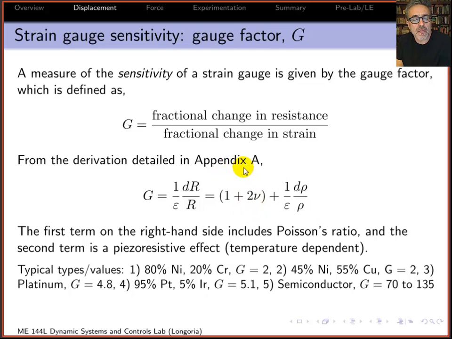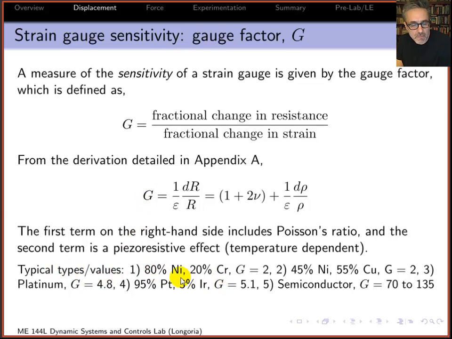See Appendix A. I won't go over that derivation, but that shows you how a gauge factor is derived for a uniform conductor. So you can see the gauge factor is related to the strain, and it's the change in resistance per unit resistance, right? So the gauge factor then becomes a property of the strain gauge that you are using.